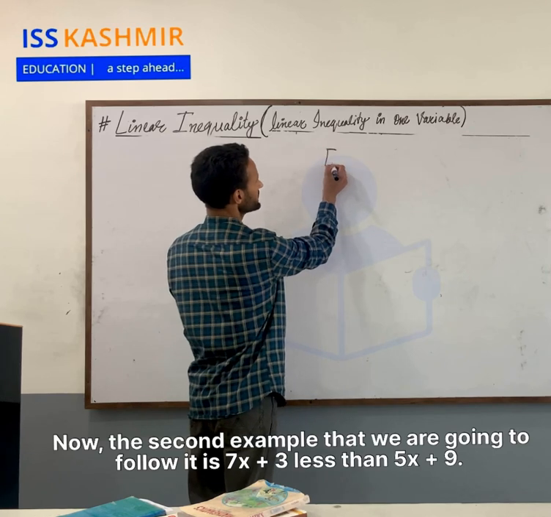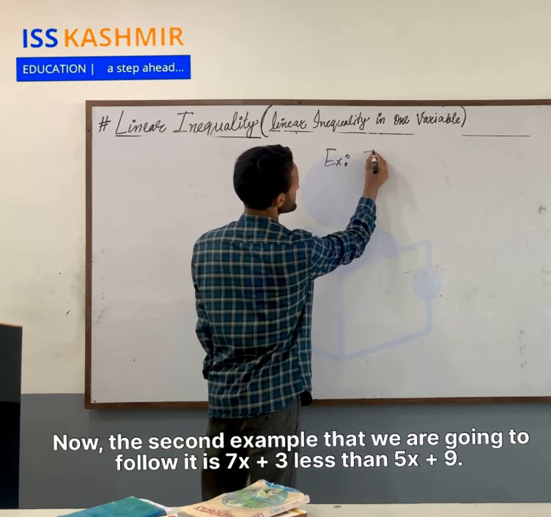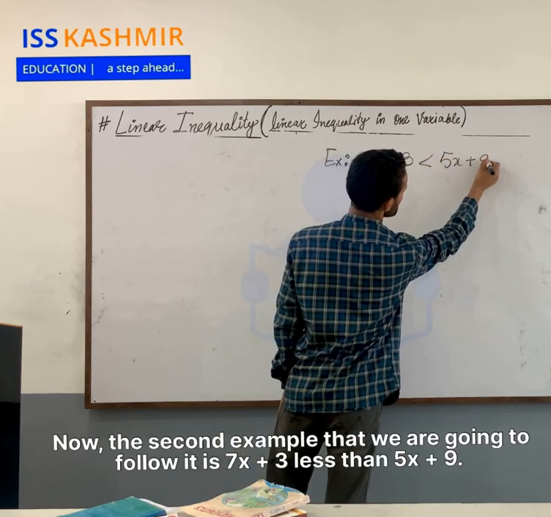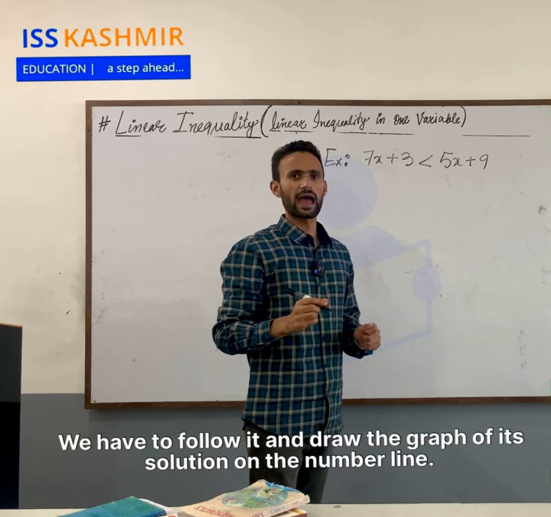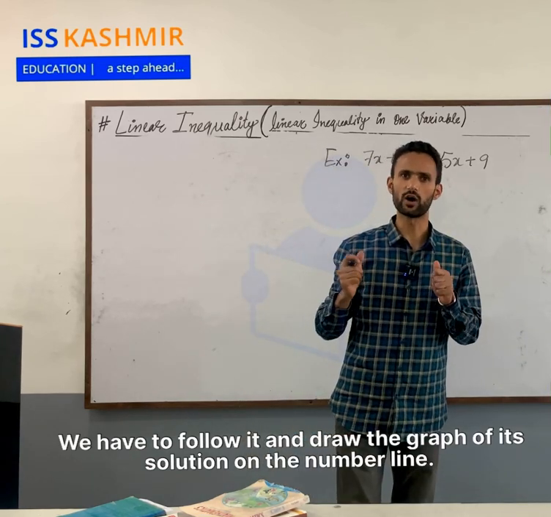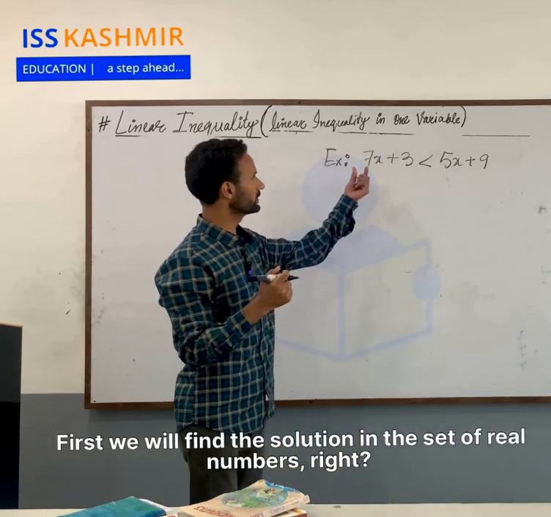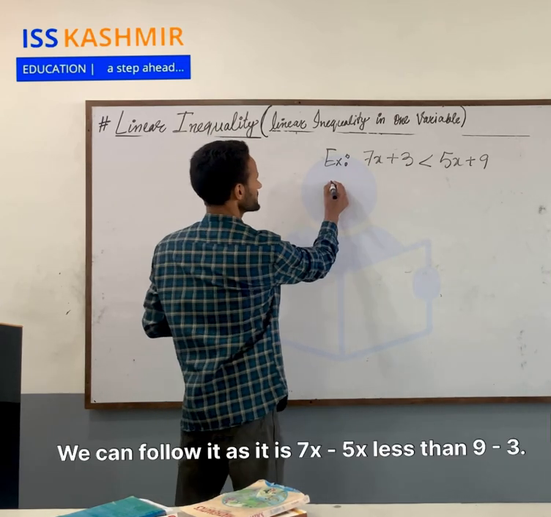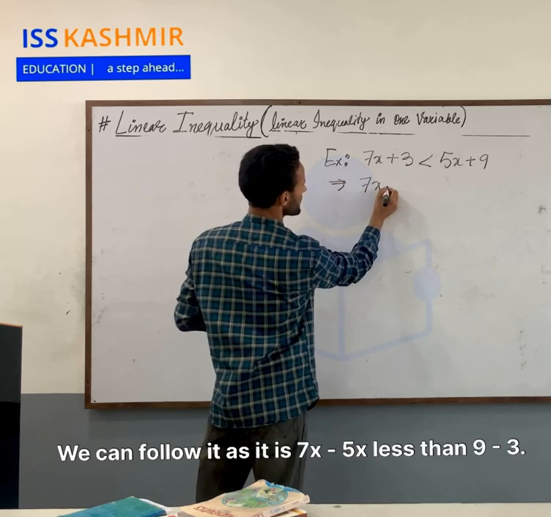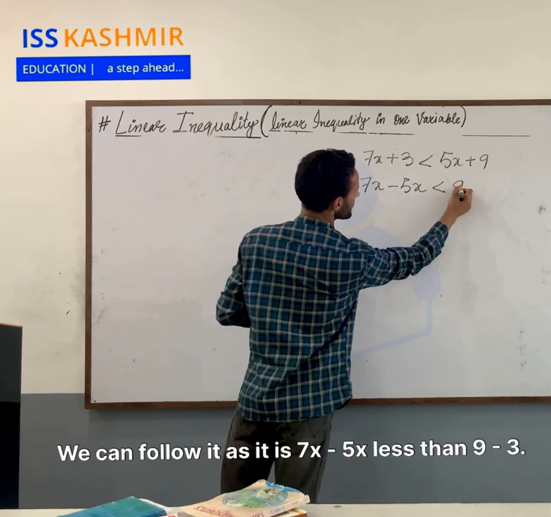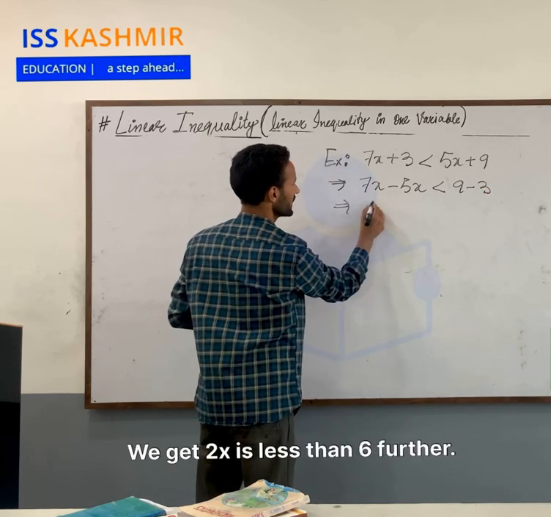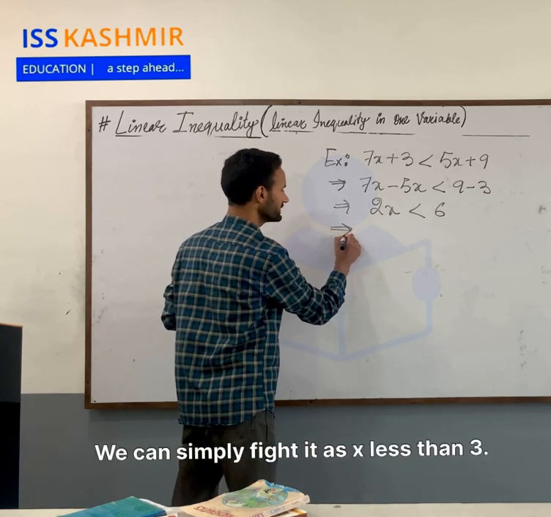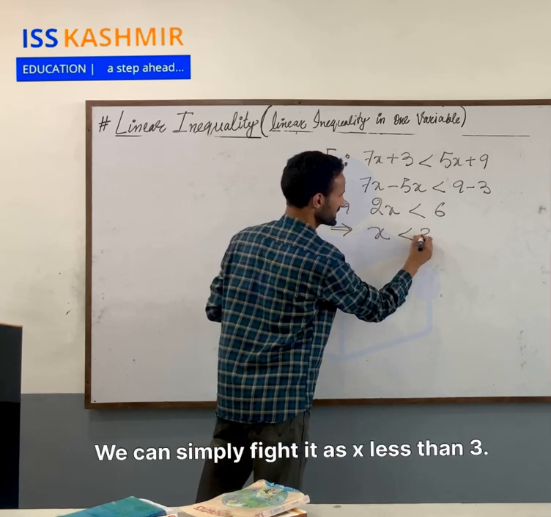Now the second example that we are going to solve, it is 7x plus 3 less than 5x plus 9. We have to solve it and draw the graph of its solution on the number line. First, we will find its solution in the set of real numbers, right? We can solve it as it is 7x minus 5x less than 9 minus 3. We get 2x is less than 6. Further, we can simplify it as x less than 3.